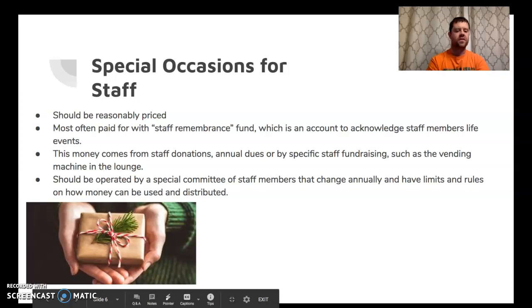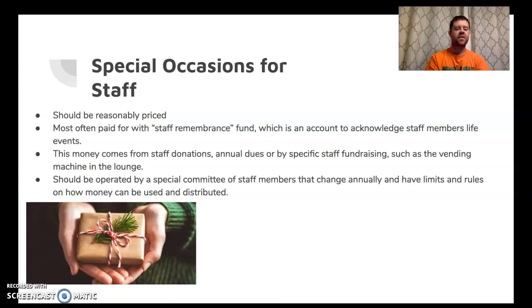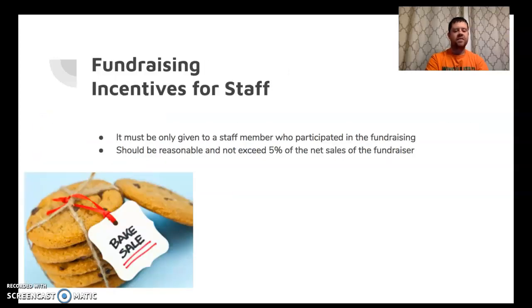So first of all, the guidelines should be reasonably priced. Most often they're paid with a staff remembrance fund, which I think is a really cool concept. I've never been in a school that had one that was specifically called that. But it's basically an account that can get its money from 3 different ways: staff donations, annual dues, or a specific staff fundraiser such as a vending machine in the lounge. And then last, it should be operated by a special committee of staff members that change annually and have limits and rules on how they can use and distribute the money, and they're required to meet at least 1 time a year.